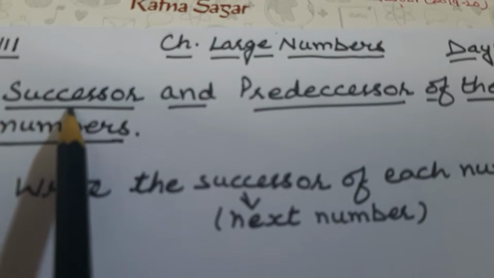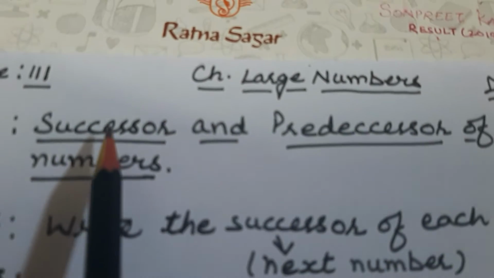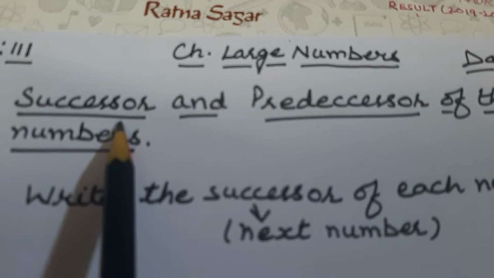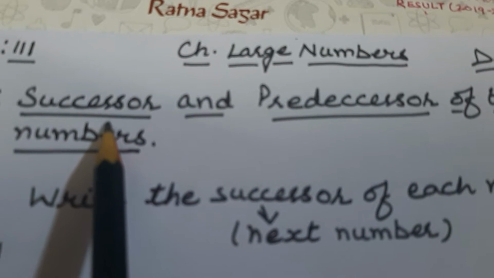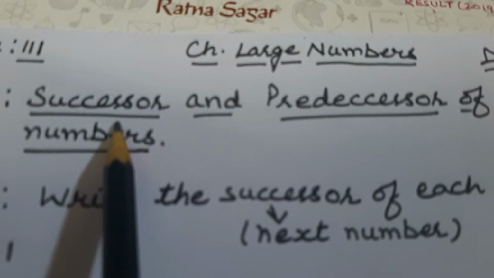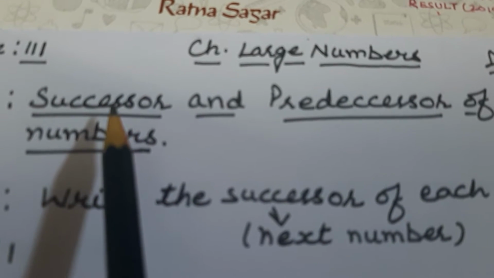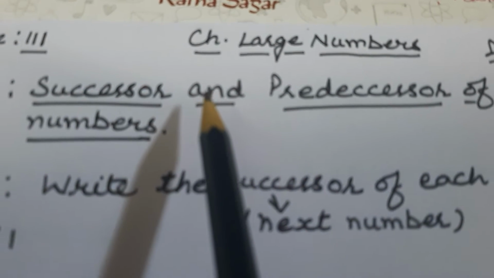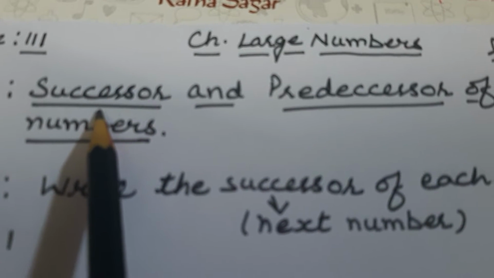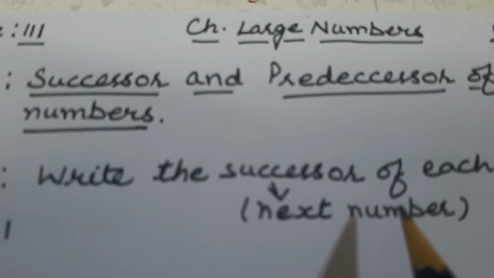Now what is the meaning of successor and predecessor? So successor means next number. Like if 6 is there, what will be its successor? 7, because the next number is 7. So 7 is the successor of 6. So successor means next number.